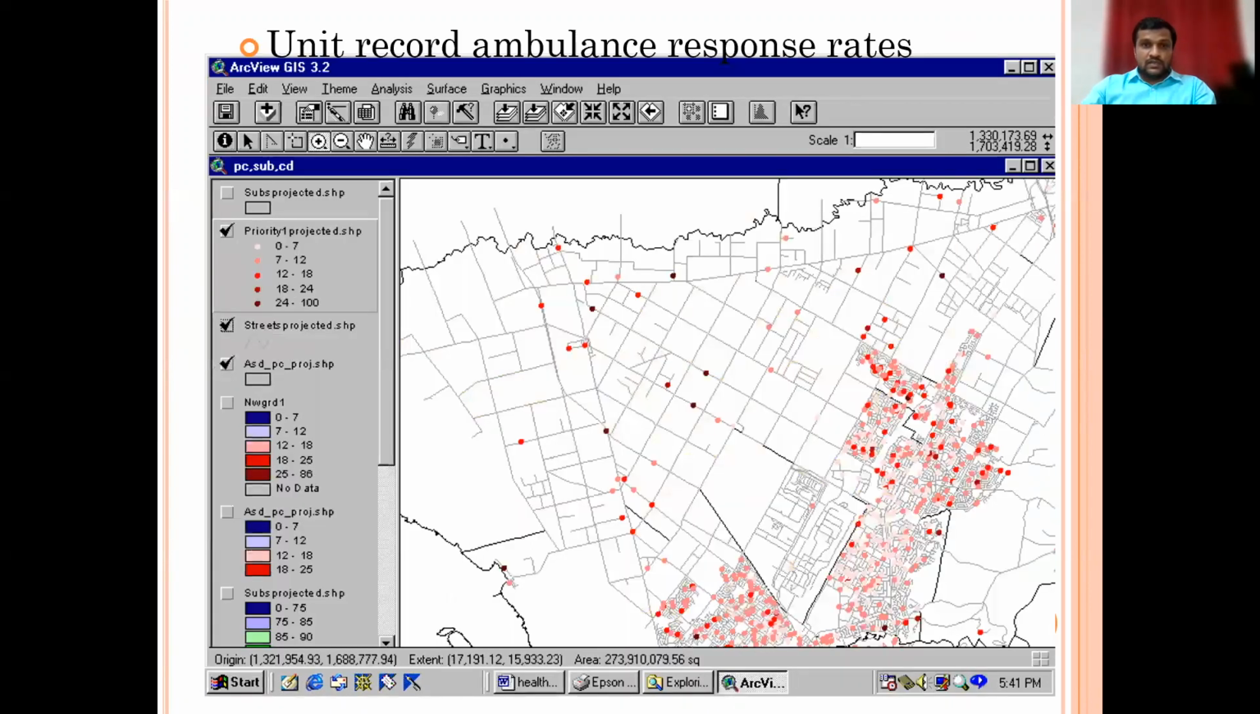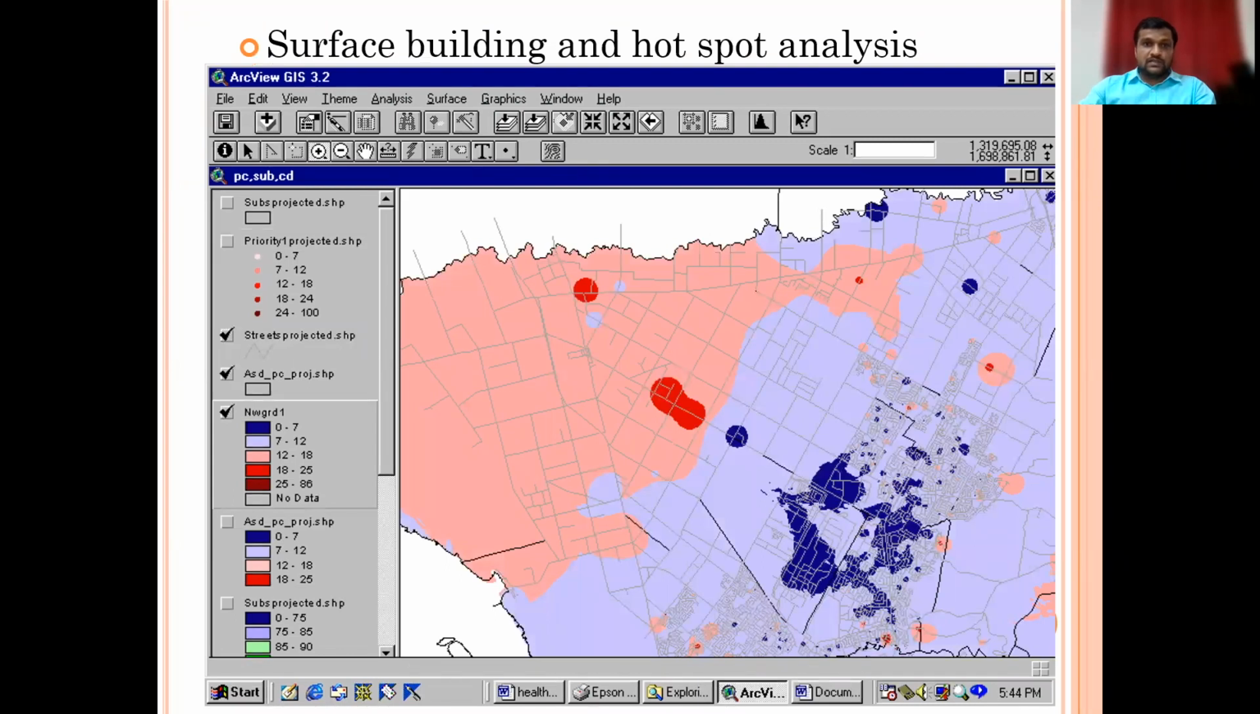This map is showing the record of ambulance response, meaning in which area what the response rate of ambulances is in case of any emergency. That can be done using GIS and remote sensing. These kinds of maps can be prepared and displayed using the GIS and remote sensing approach. Surface building and hotspot analysis can also be done. You can easily locate the areas with a high infection rate that can be categorized as high hotspot zones, where there is a high rate of any particular disease or infection.